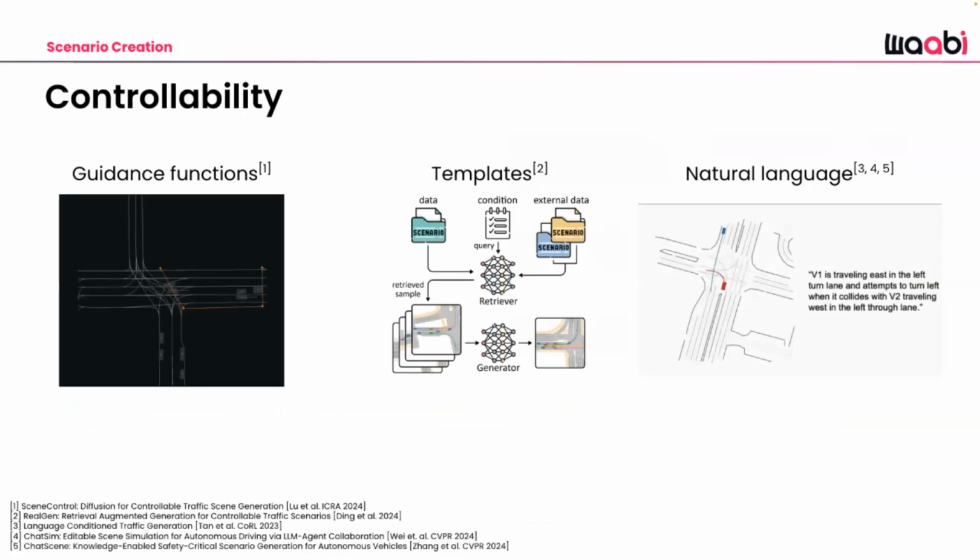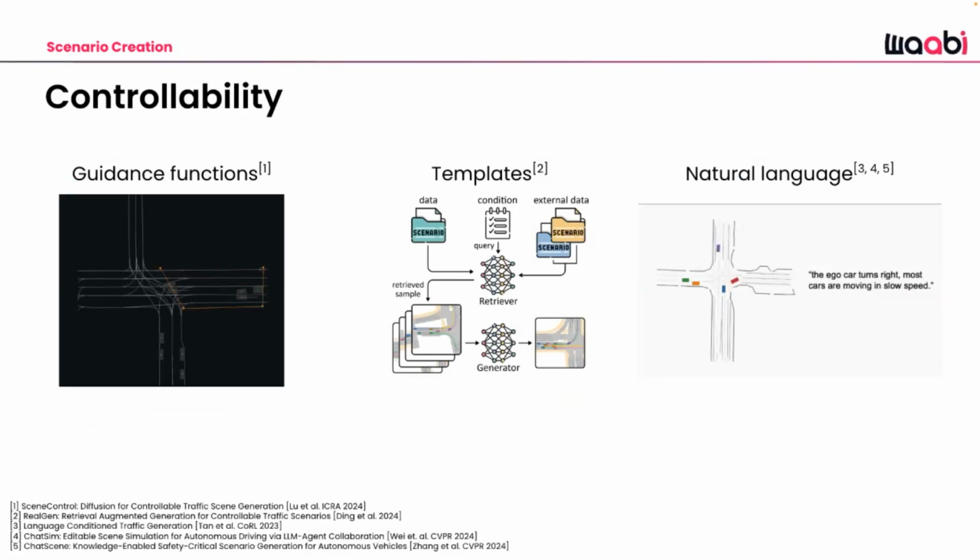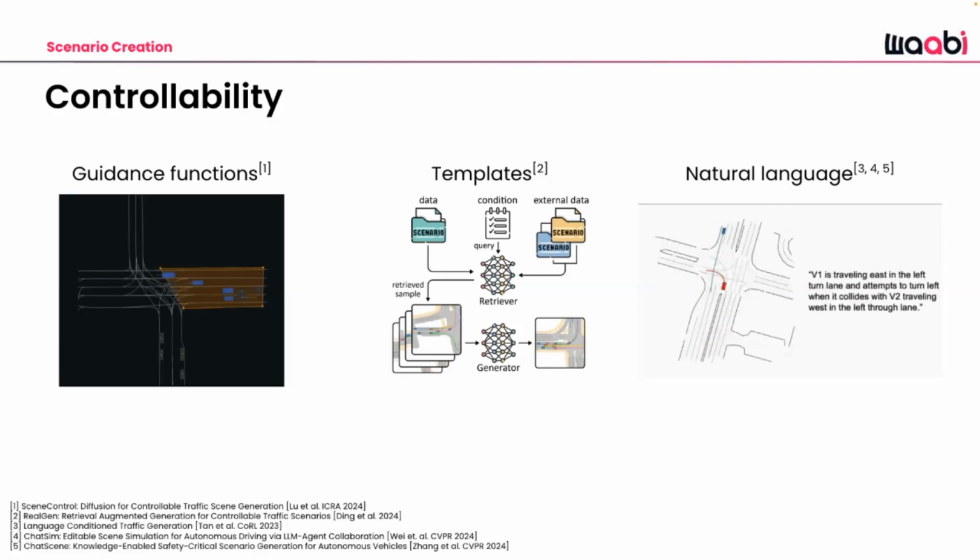So to address this issue of controllability, several recent works have proposed ways to imbue these generative models with more controllability, right? So for example, this first work is SceneControl, which learns a diffusion model of traffic scenes, and then it uses guidance functions to perturb the sampling process towards samples with high realism and high constraint satisfaction. This allows us to use high-level constraints in order to specify things like how many actors we want in this scenario, how dense it should be, where the actors should generally be placed, how large and fast they are, etc. Another approach is RealGen, which first retrieves a set of template scenarios from some external database of real-world scenarios, and then generates novel scenarios that are similar to the template scenarios.